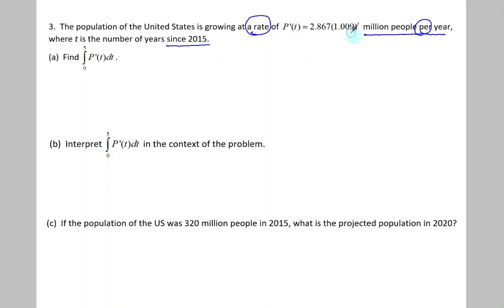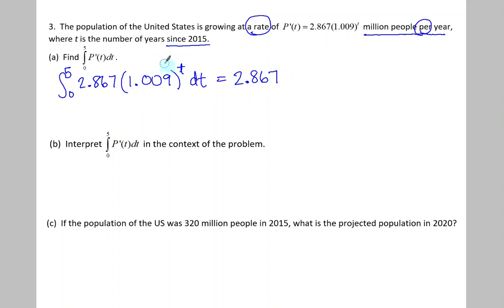So they gave us a function for P prime of T. So I'm going to rewrite this, the integral from 0 to 5. Instead of P prime of T, I'm going to plug in 2.867 times 1.009 to the T dt. I can evaluate this by taking the antiderivative of this integrand. 2.867 is simply a constant multiple, so it can hang out and multiply by my antiderivative.